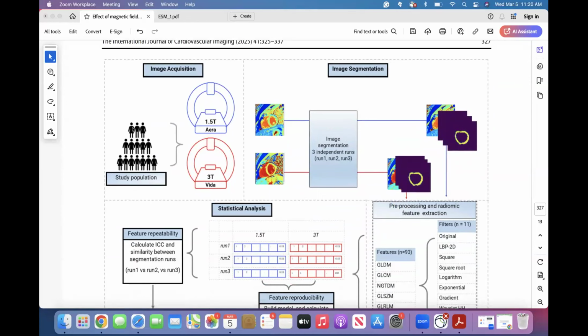So 15 healthy volunteers were scanned on a 1.5 Tesla scanner and a 3 Tesla scanner within the same hour. For each one of them, we acquired 3 short axis T1 maps of the LV myocardium. And then, the scans were acquired at the base, mid, and apex. And then each scan was manually segmented or automatically segmented. We'll look at the automatic segmentation part in more detail.